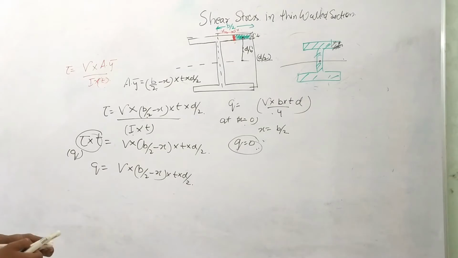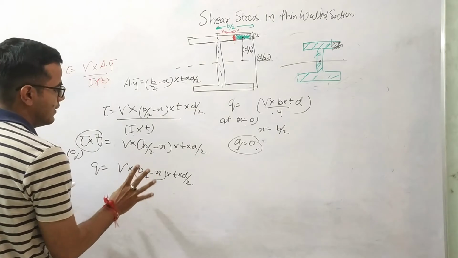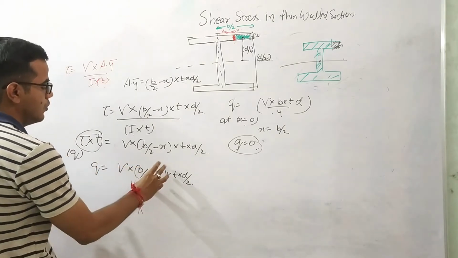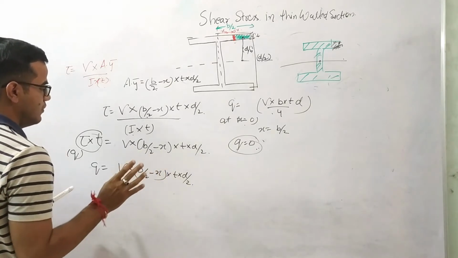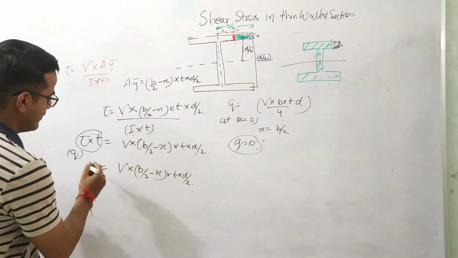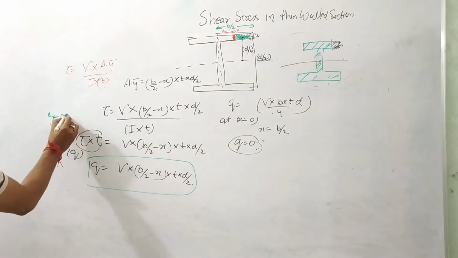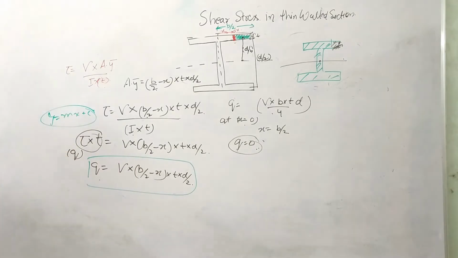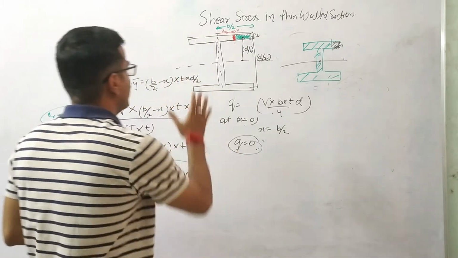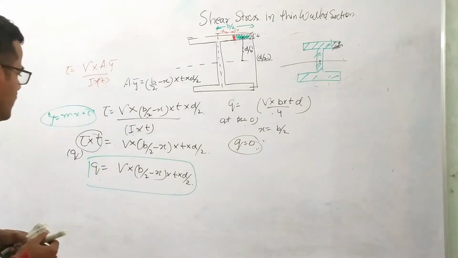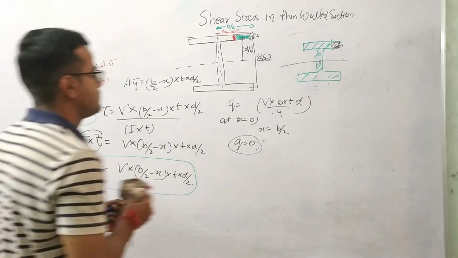So what you can say is that the shear stress will be varying linearly. Why linearly? Because there is no x square term or x cubic term. By this formula you can see that the variation is linear, something like y equal to mx plus c. So we have already decided this variation will be linear. Now what we'll do.